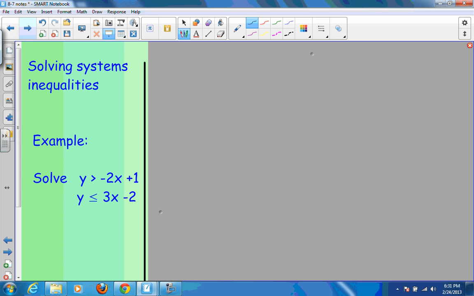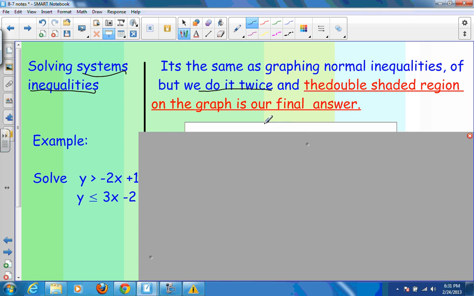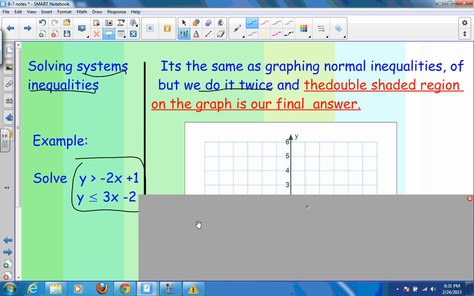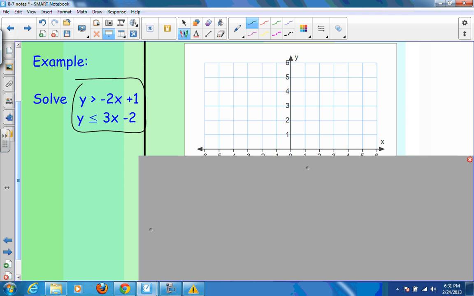All right. Now, solving systems of inequalities, this is really the heart of what we're talking about today. What is a system of inequalities? We've talked about systems of equations before, but what is a system of inequalities? Well, let's look. Solving these is the same as graphing normal inequalities, but we do it twice, okay? And the double shaded region on the graph is our final answer. So basically, look here, we have two inequalities, and that's a system of inequalities, and all we're going to do is graph both of them on the same graph, and the double shaded region, the overlap, is going to be our solution.